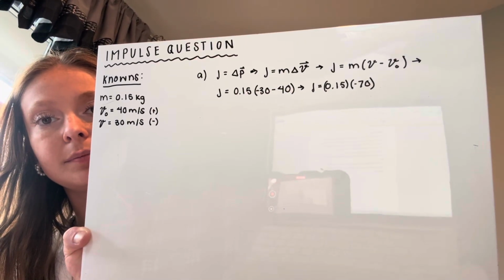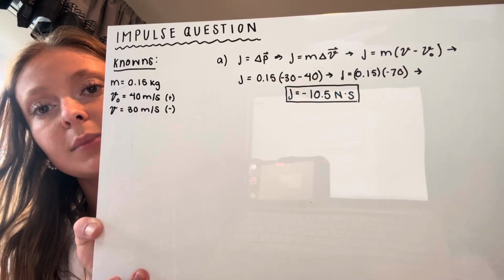So that will give you J equals 0.15 times negative 70, just like that. And ultimately, when you do the math all the way, it'll equal J equals negative 10.5 newton seconds. So that's the impulse.